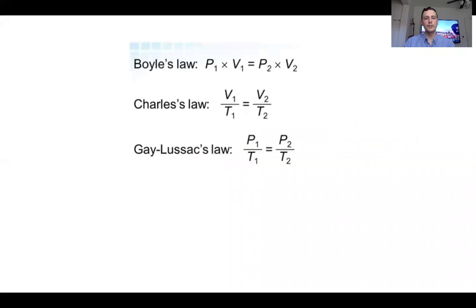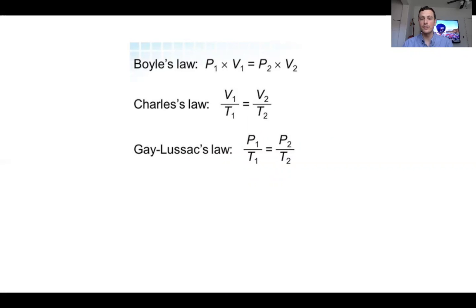Hello, everybody. Today we're going to be talking about the combined gas law. So, we've seen the three major individual gas laws. We know Boyle's law relates pressure to volume. They are inversely proportional, meaning when pressure goes up, that's because volume went down.